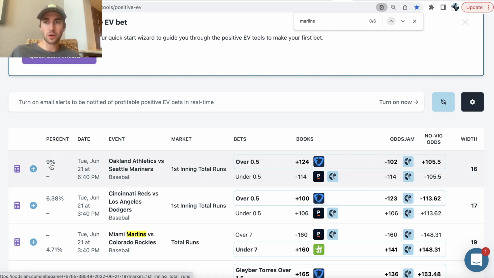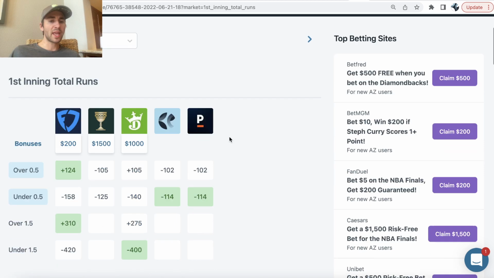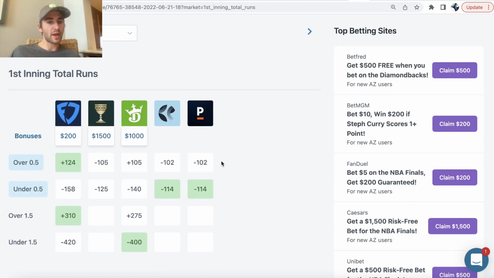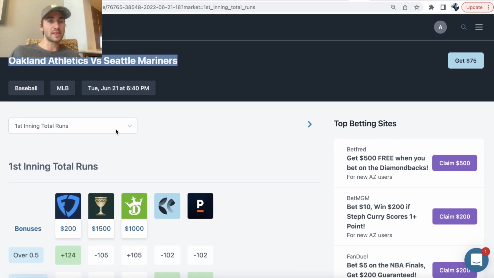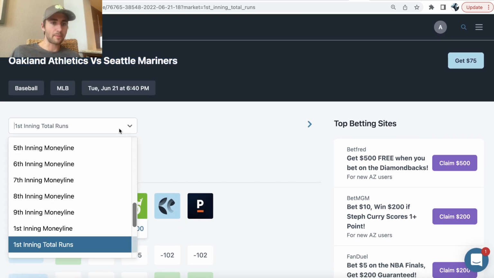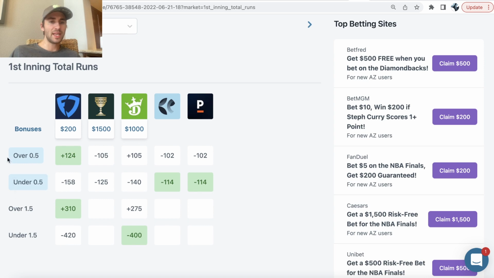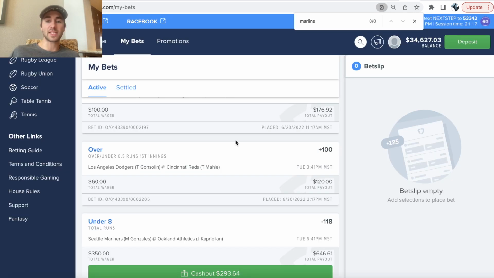That's better than the return of the stock market that you're going to be getting in one day if you bet on this at plus 124 odds. Again, it all boils down to finding value as a sports bettor. If we look at the Athletics Mariners game, first inning total runs, we can see FanDuel really is an outlier, right? Caesars is pricing this at minus 105. Pinnacle, the sharpest bookmaker, has their opening odds at minus 102. So this is an amazing bet that we want to be all over as a sports bettor.